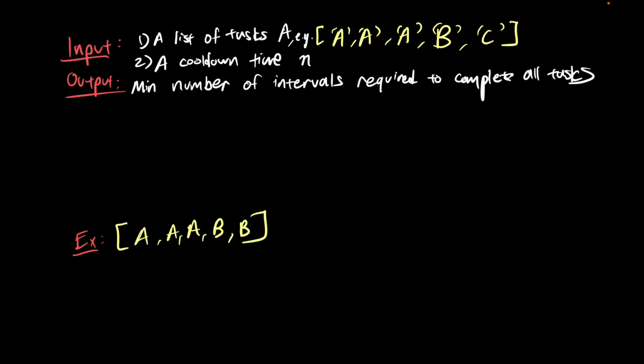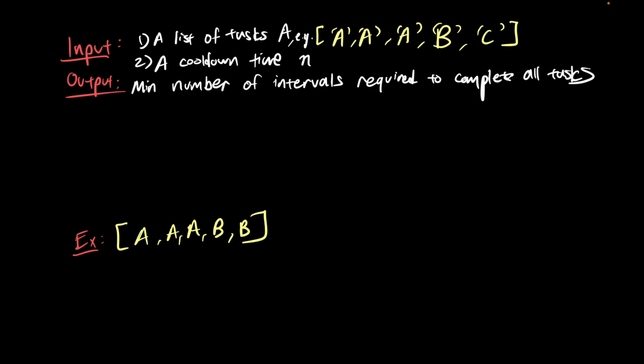So here's the problem statement, just restated a little differently. I framed it in terms of an input and an output. We have 2 inputs, again: our list of tasks, and a cooldown time, N, like before. And our output here is the minimum number of intervals required to complete all of the tasks, just like before. There are various different approaches to this problem, actually.